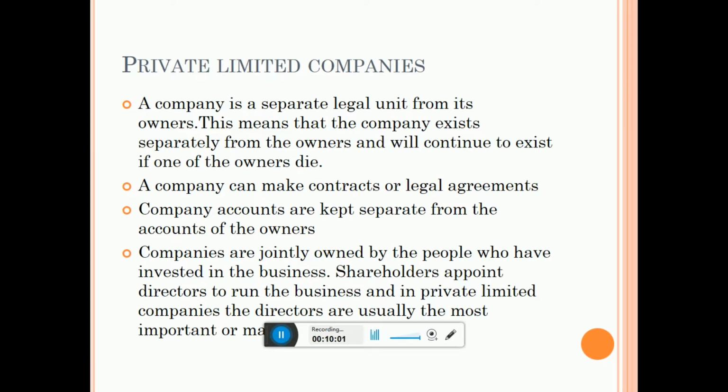The third is company accounts are kept separate from the accounts of the owner. If these both are separate in the eyes of law, then these things will be kept separate. Then the last is companies are jointly owned by the people who have invested in the business. Shareholders appoint directors to run the business, and in private limited companies, the directors are usually the most important persons. This will be explained in the divorce between ownership and control, so ignore this point. I will explain it later in this video.